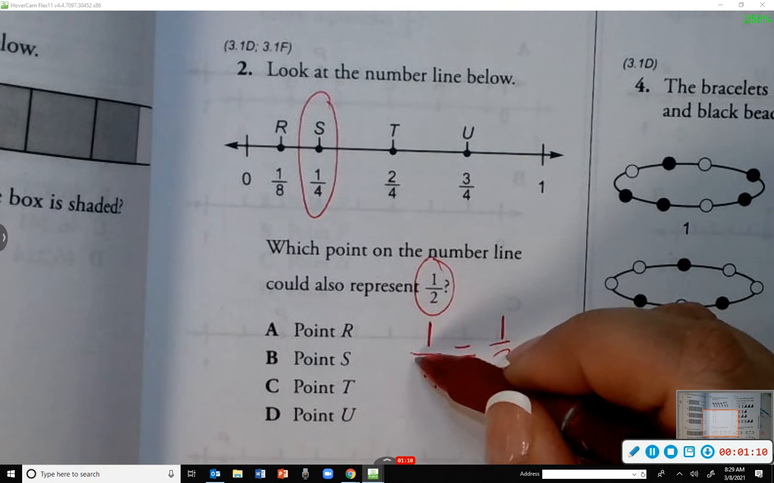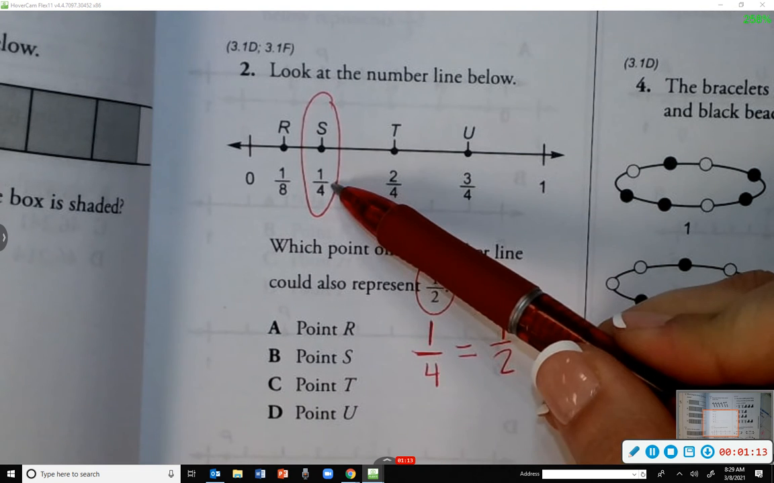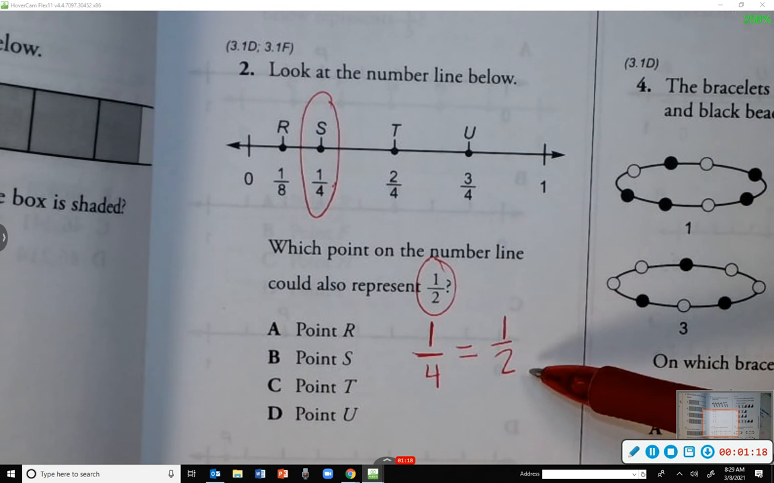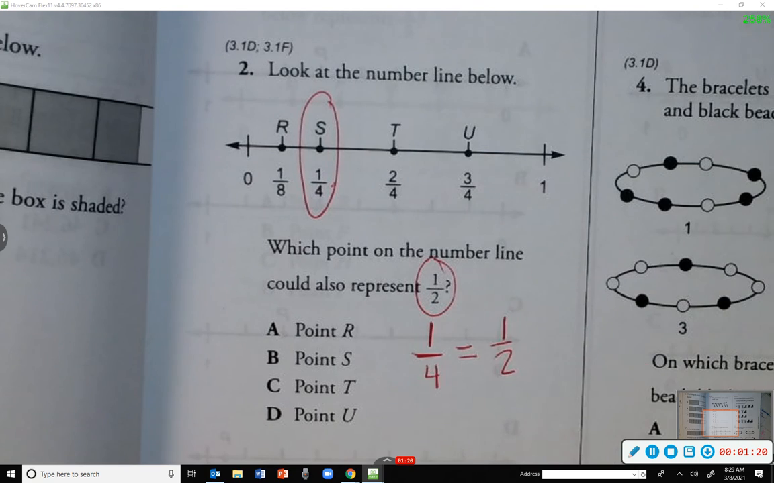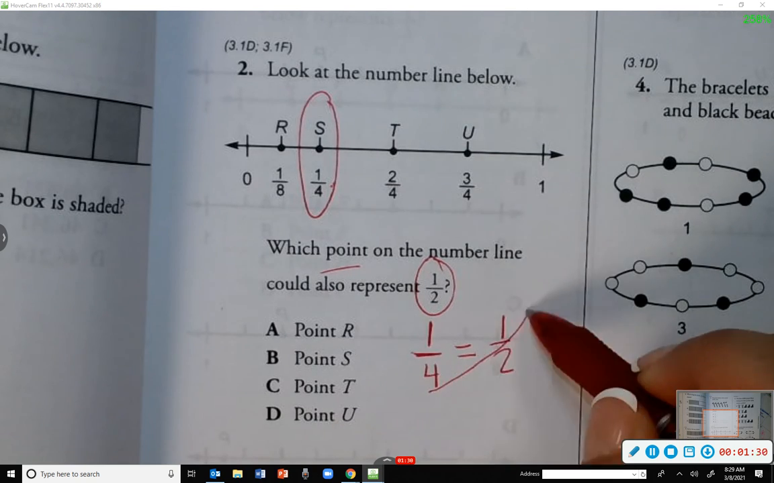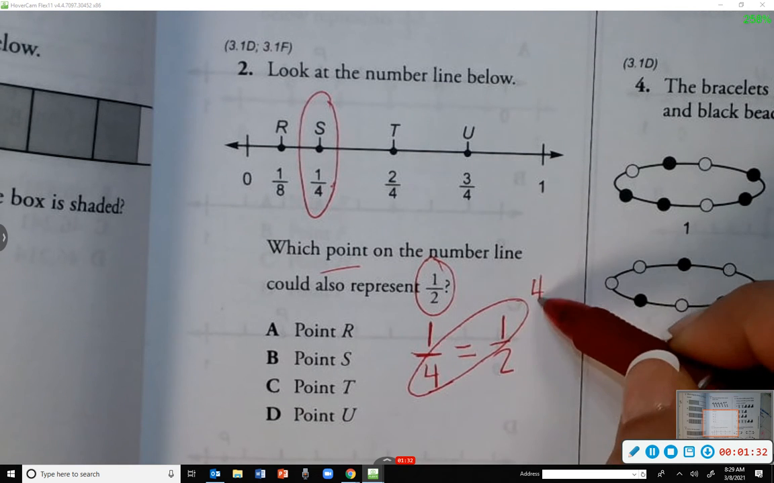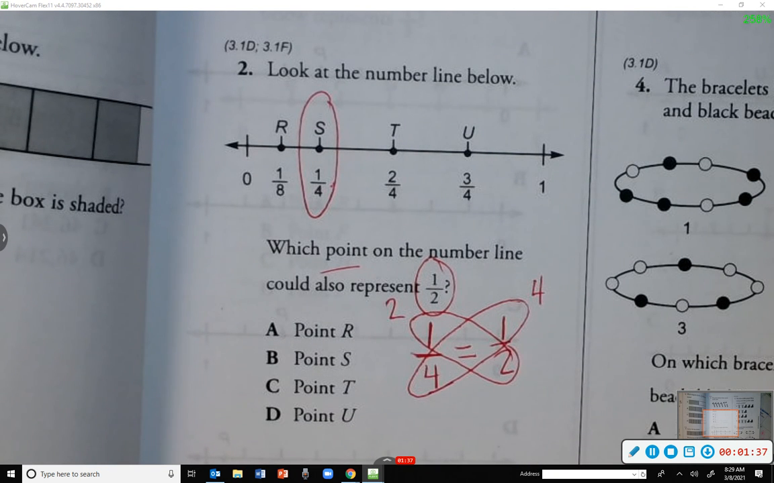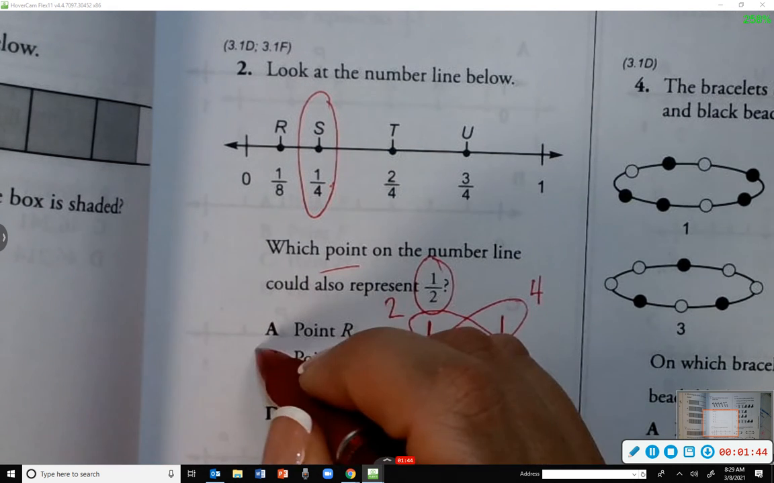Alright, I paused the video, but we were saying S, and another way to check to make sure is to cross multiply, because if they're the same point on the number line, then they have to be equal, right, Bryson? So I can cross multiply to see if these two fractions are equal. Are they equal? No. So can they both represent 1/2? No. Okay, so it can't be S.